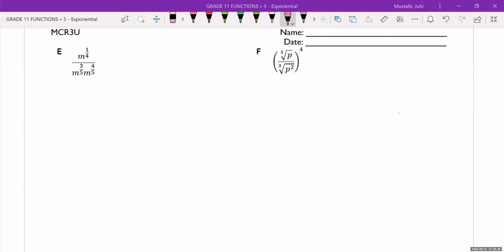Okay, you guys are trying question E yourselves, because I think it's very straightforward. It's just power laws. In fact, this is more grade 9 stuff.